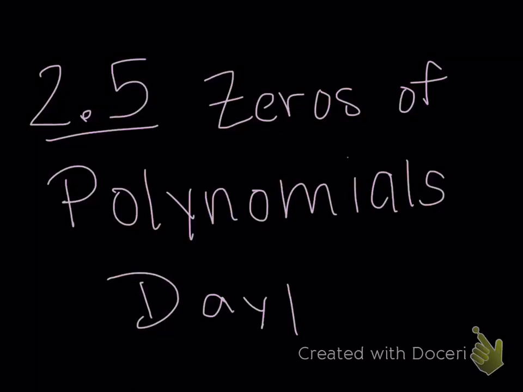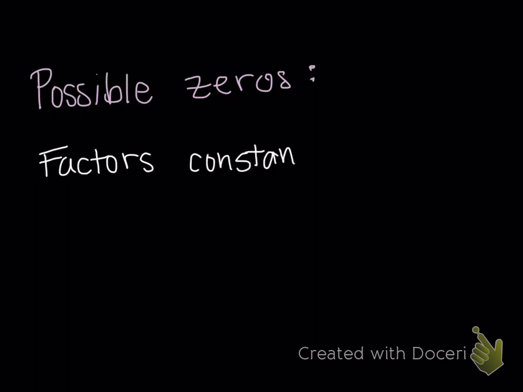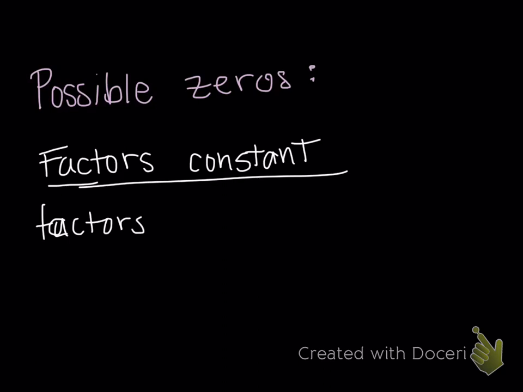Today we're doing section 2.5, and this is finding the zeros of polynomials, day 1. So to find our list of possible zeros, you're going to take your factors of your constant term, and you divide it by the factors of the leading coefficient.